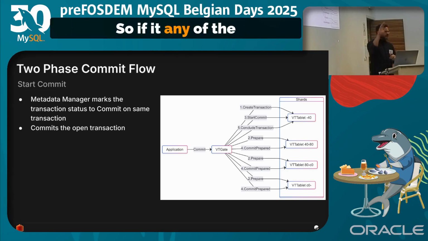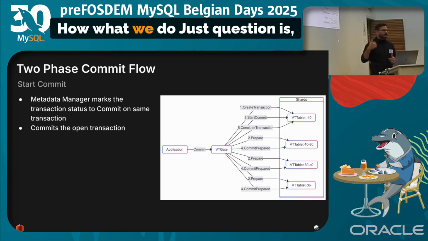No. So if any of the prepare fails, VTGate will receive that the prepare has failed, and then it will send rollback prepare. So I'll go through all those steps as well, what we do.